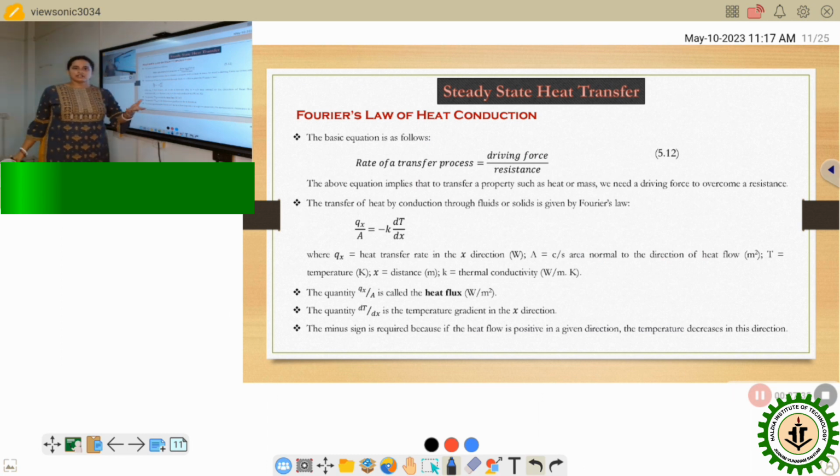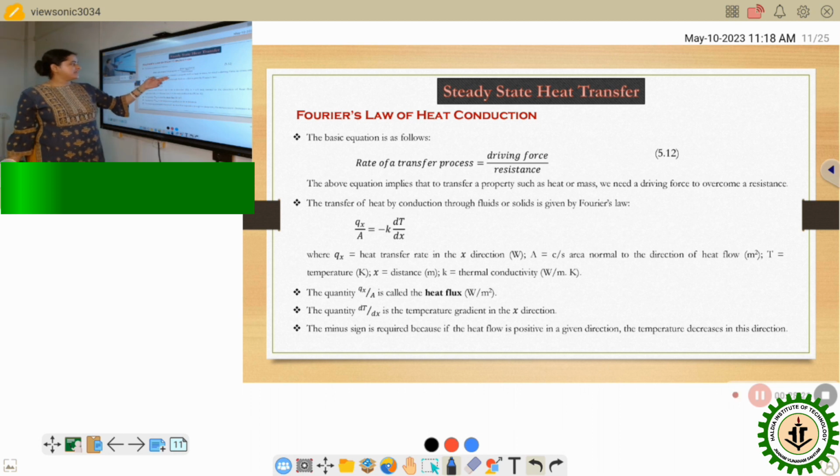Now again I'll go to the calculations of conduction. If I want to calculate the conductive heat transfer, the one law which you will find everywhere is Fourier's law of heat conduction. The basic equation is given as rate of transfer process equals driving force divided by resistance. If you want to do anything, you need a driving force that will accelerate your work, and then there will be something which will hold you back. That is a resistance. So the rate of a transfer process is favored by the driving force, but it is inversely proportional to the resistance.